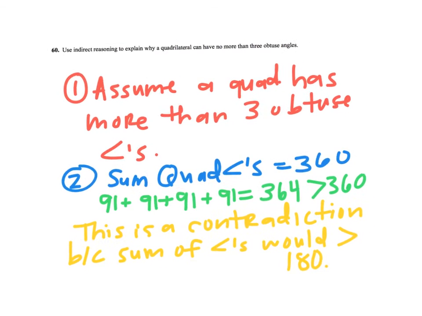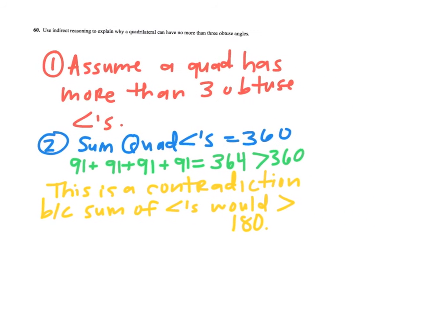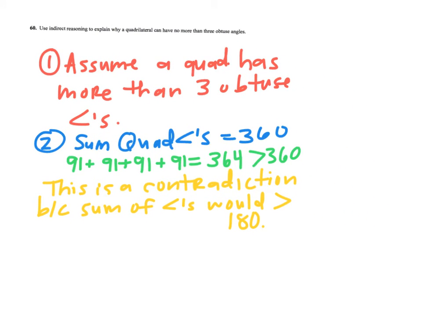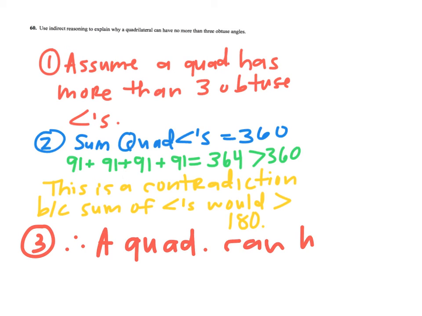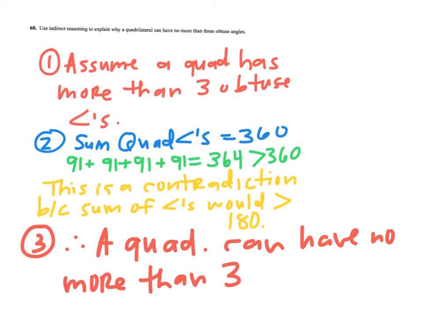Now for your last step, you have to assume your original statement, or not assume, but say therefore. So my last step, I'm going to say therefore, and then restate my original statement. Remember, these 3 dots mean therefore. So therefore, a quadrilateral can have no more than 3 obtuse angles.